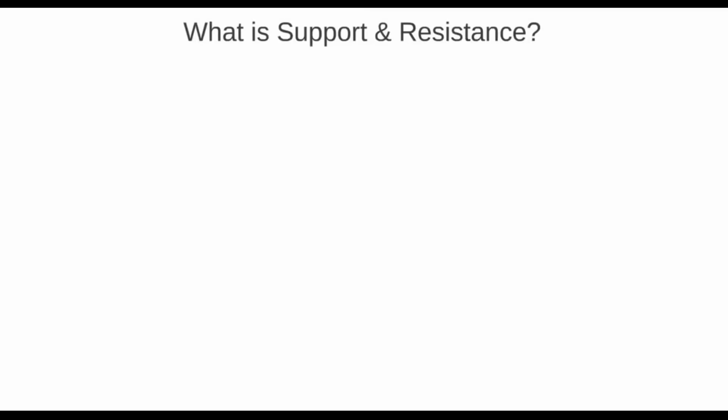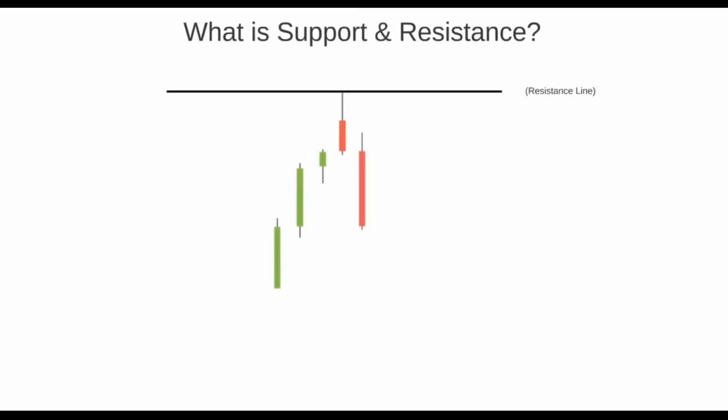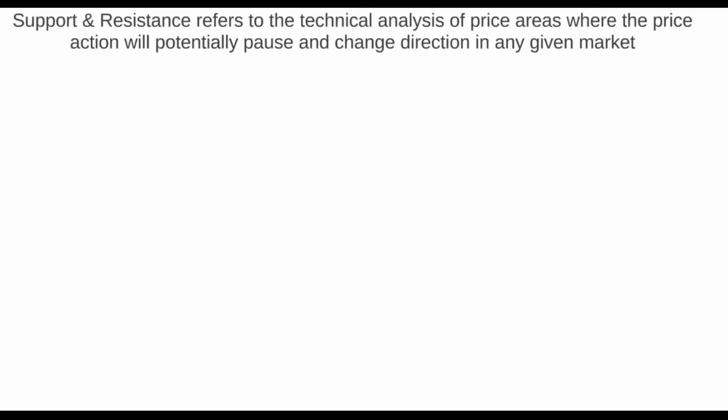So let's start with what support and resistance is. I think when a lot of traders think of support and resistance, they think of pinpoint lines on a chart that try to predict where the price will turn on a dime. But it's more complex than that. Let's start with the basics. Support and resistance refers to the technical analysis of price areas where the price action will potentially pause and change direction in any given market.